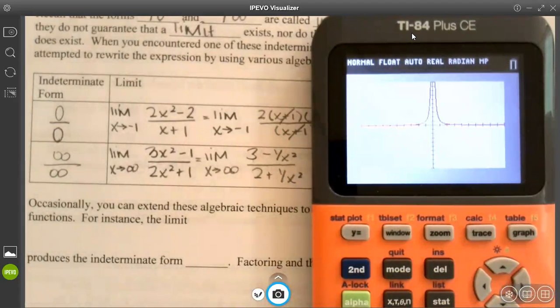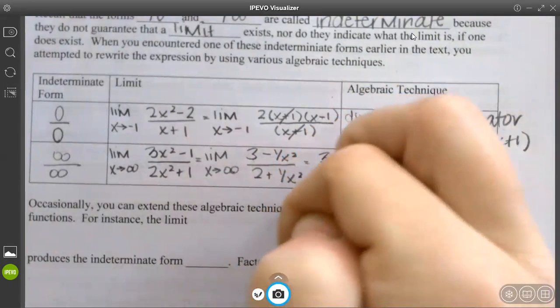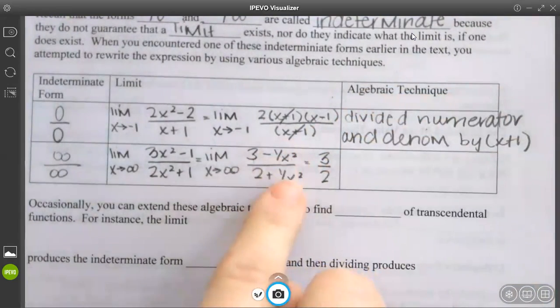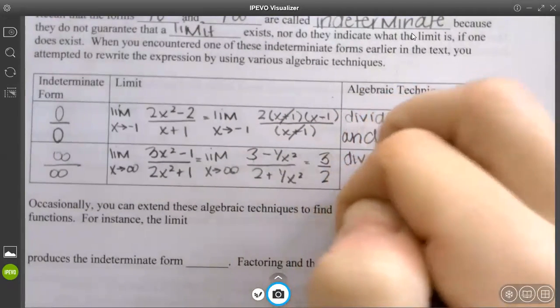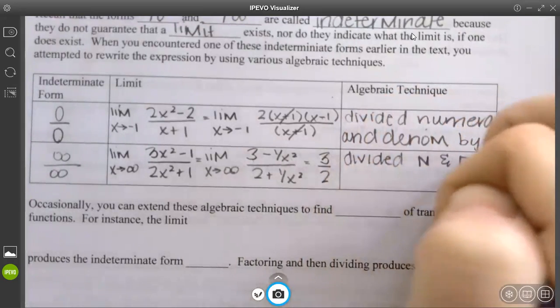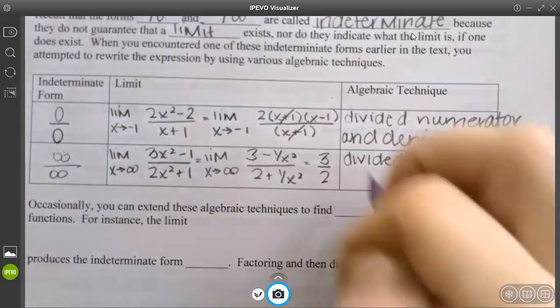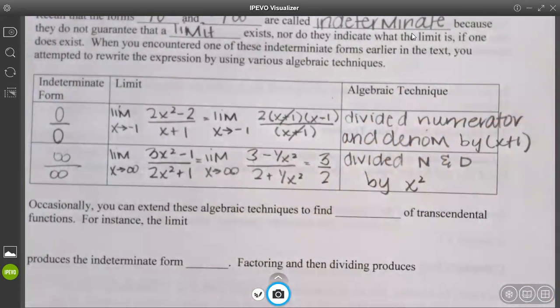Where does it go? To 0. So it would be 3 minus 0 over 2 plus 0, which is 3 over 2. So we split it up so that we could get these to be 0. So what did we do? We divided the numerator and denominator by x squared. And why did we do x squared? The highest power on the bottom.